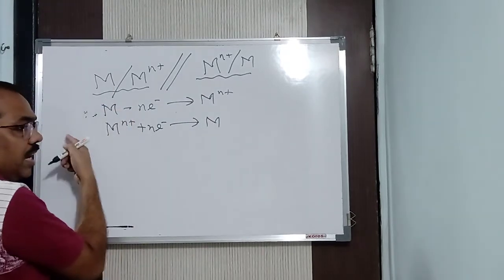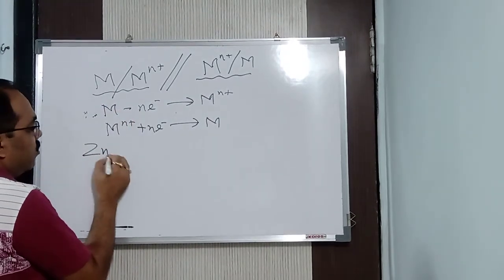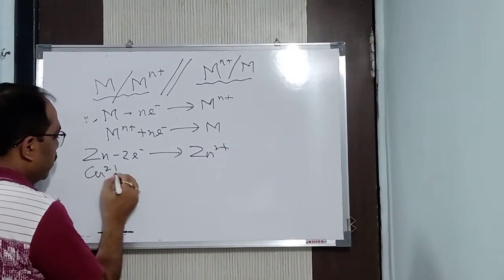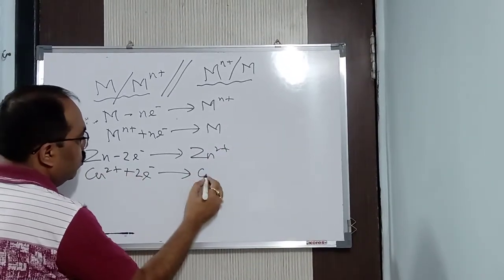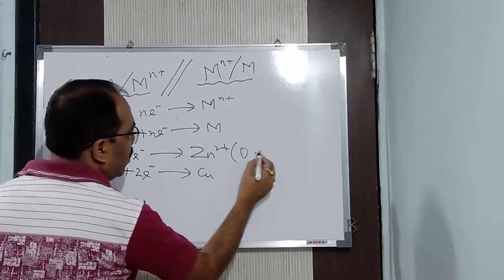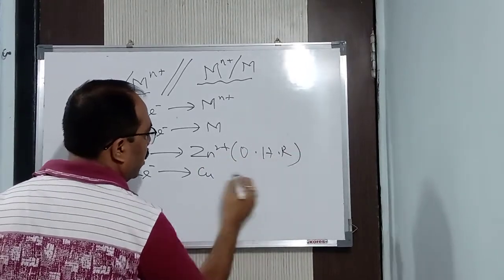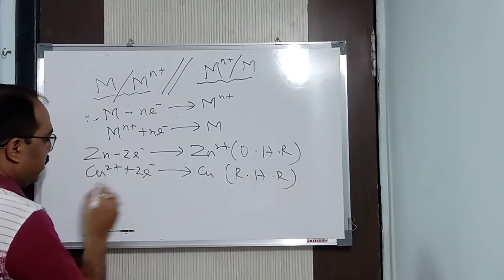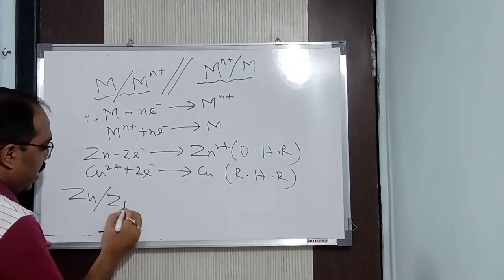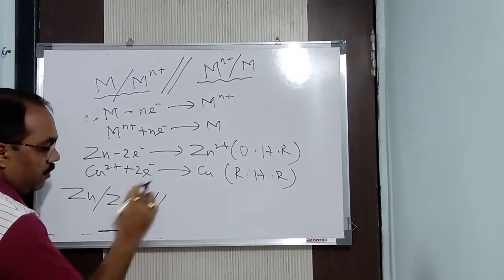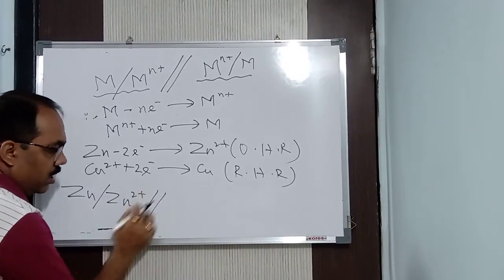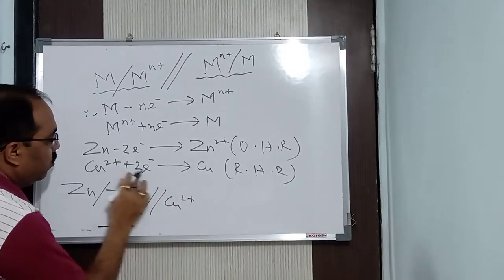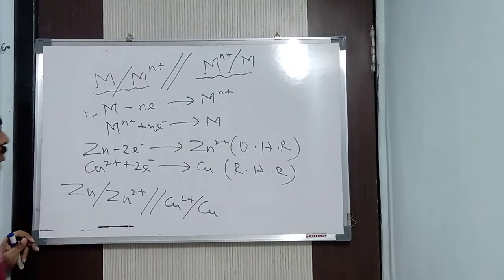Got it? For example, the galvanic cell. What will I do? What you have seen: Zn minus 2e minus gives Zn2+, and Cu2+ plus 2e minus will give you what? Cu. So this is your oxidation half cell reaction, and this is your reduction half reaction. So how will I represent this? I represent it this way: Zn/Zn2+, double slash means a salt bridge, then Cu2+/Cu.